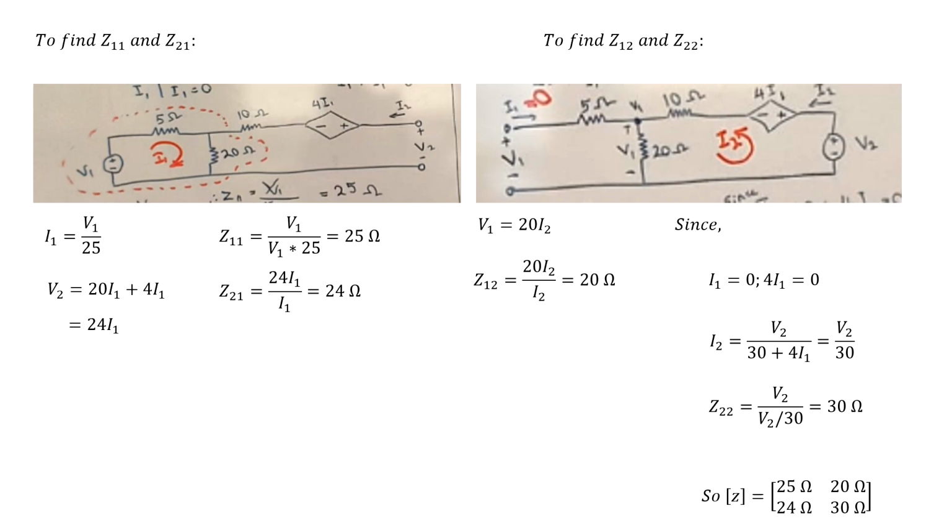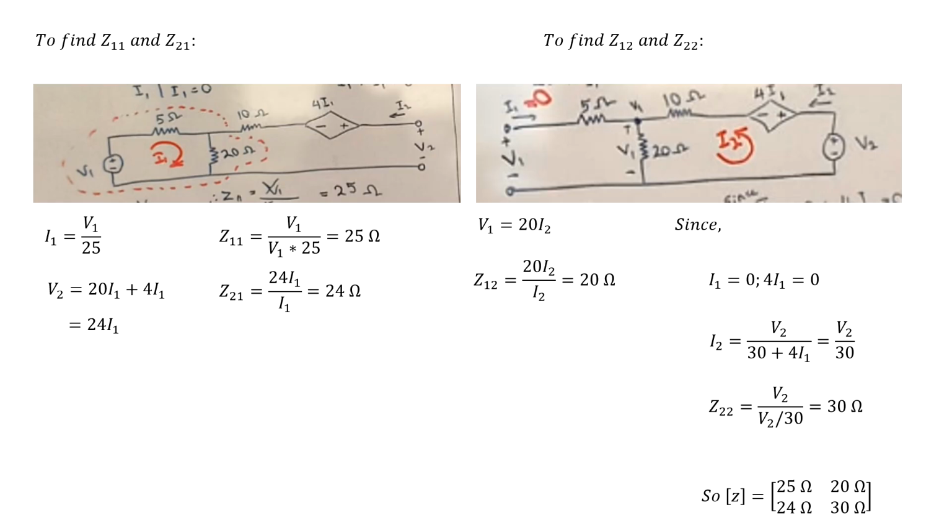But V2 is equal to 20I1 plus 4I1. That is because we are dealing with a dependent voltage source. So it will be equal to 24I1. Once you have obtained V2, you can substitute it into Z21 equals 24I1 over I1, which equals 24 ohms.